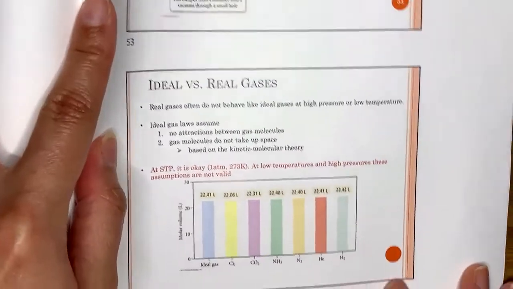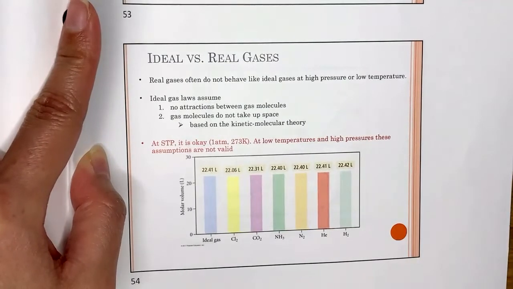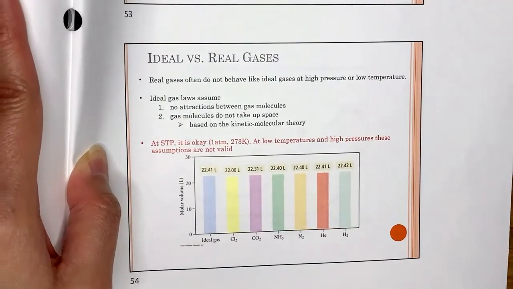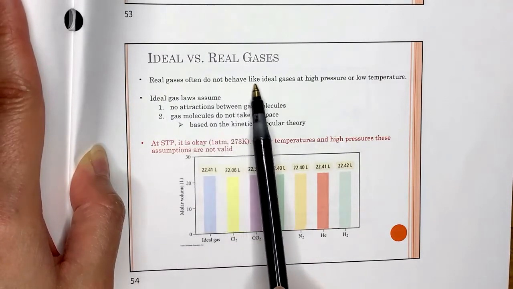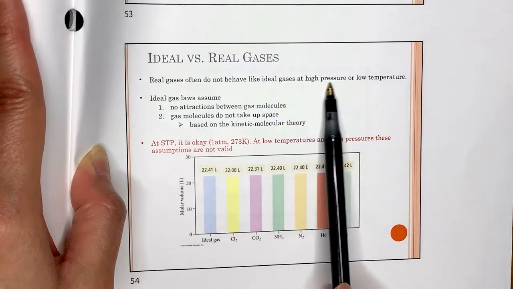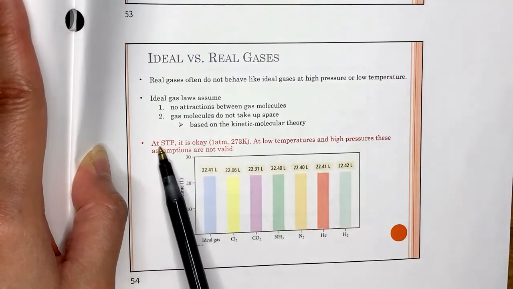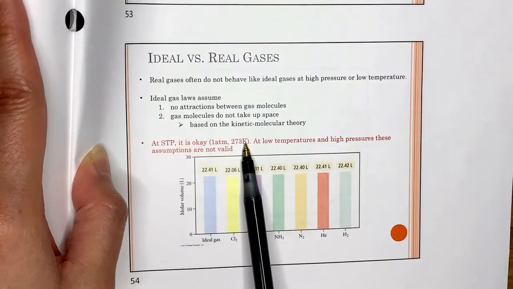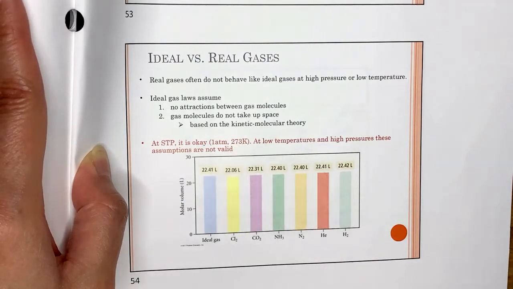And then now we want to talk about real gases versus ideal gas. So this whole entire chapter, we're saying the gases are ideal, but sometimes the gases are not ideal. Okay, real gases often do not behave like ideal gases when the pressure is too high or when the temperature is too low. At STP, we are at a happy medium. Around 1 atm, around 273 Kelvin, we're good.